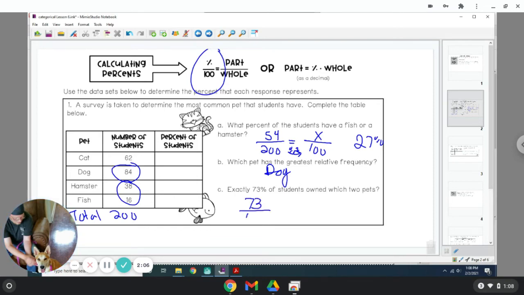So 73% out of 100% is equal to X over 200. Well, we can do the same way. You multiply 100 by 2 to get to 200. So you're going to do 73 times 2. So 73 times 2 is 146. So we realize what two numbers add together to be 146. And that would be cats and dogs. So cats and dogs would be that one.